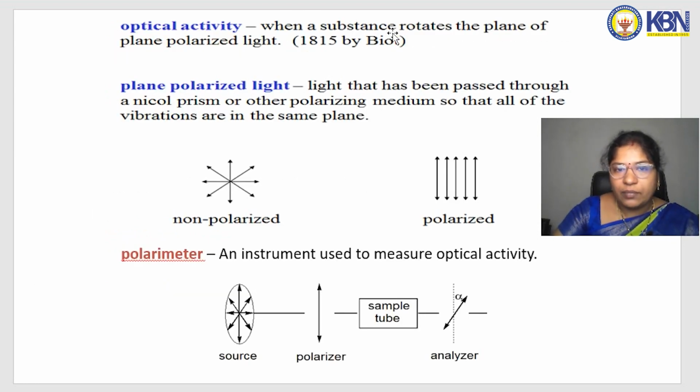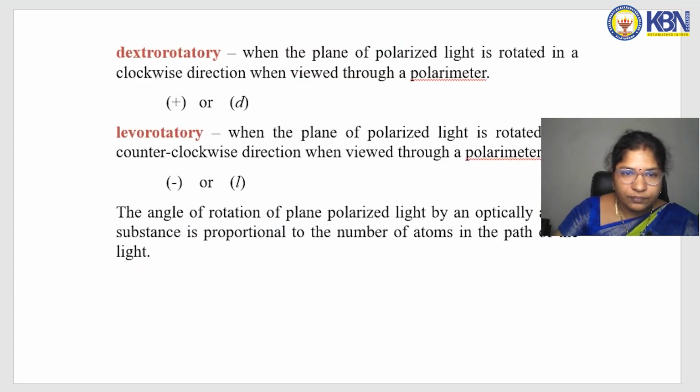Optical activity was discovered in 1815. This is plane polarized light, and this is non-polarized light. Non-polarized light can be passed through a slit by using glass slides. A polarimeter is an instrument that is used to measure optical activity, and the measurement is known as polarimetry.